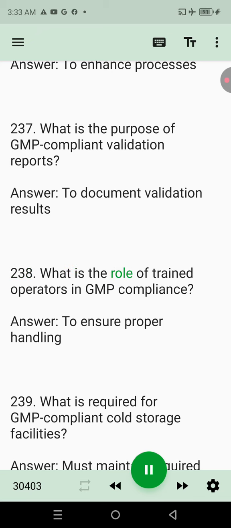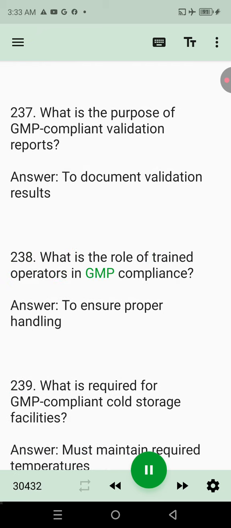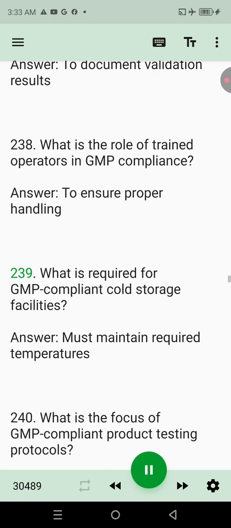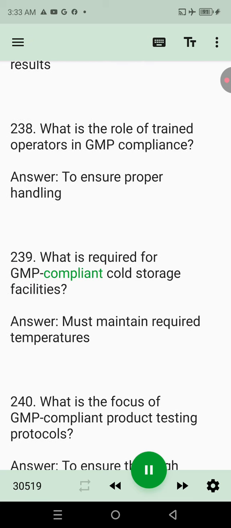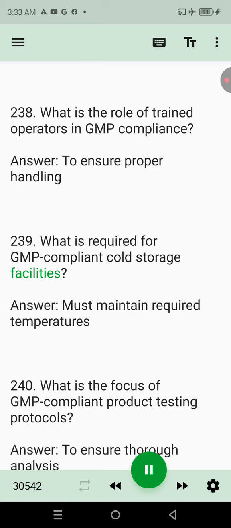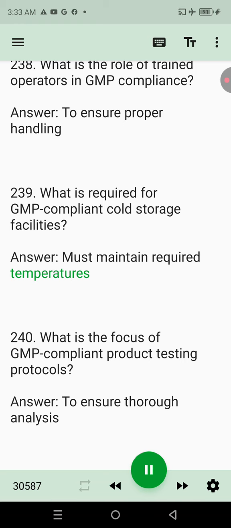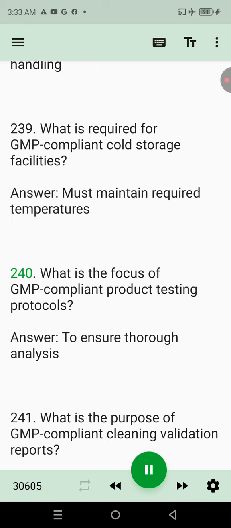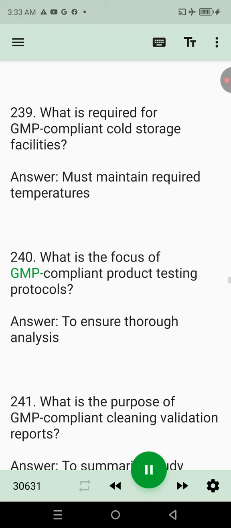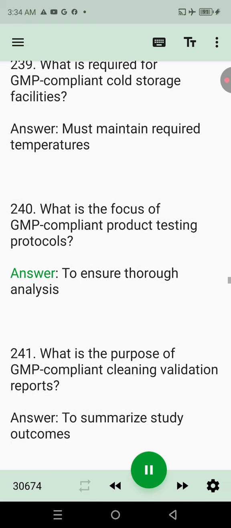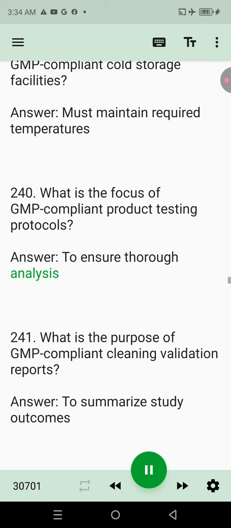238. What is the role of trained operators in GMP compliance? Answer: to ensure proper handling. 239. What is required for GMP-compliant cold storage facilities? Answer: must maintain required temperatures. 240. What is the focus of GMP-compliant product testing protocols? Answer: to ensure thorough analysis.